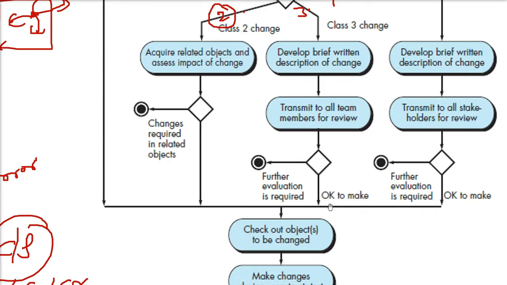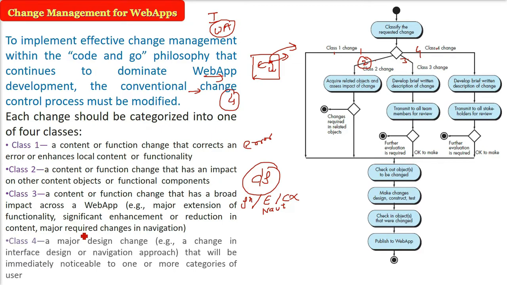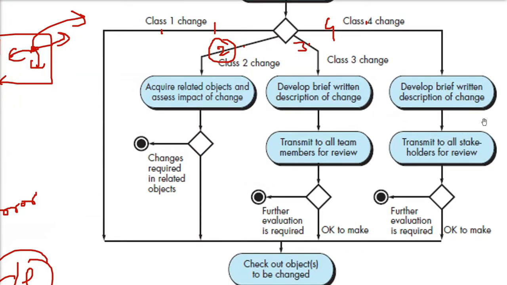Three changes we have seen. Now the class 4 changes. Class 4 changes are even more significant. That is, you are doing a major design change. You are changing the interface. You are changing the whole navigation approach. These changes will clearly be noticed by users across the globe. So now you need to be very sure what you're doing. You cannot do it by yourself. You have to involve the stakeholders. So you have to develop a brief written description of the change and distribute it to all the stakeholders and, of course, the team also. If it is okay, we go ahead. Otherwise it has to be further evaluated.